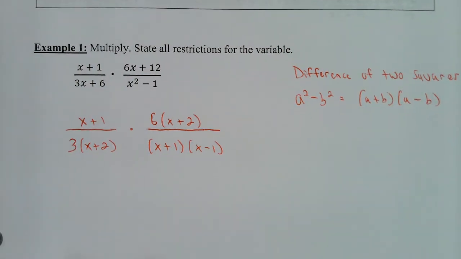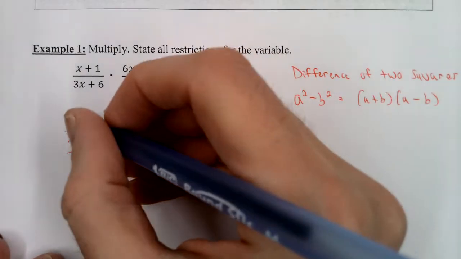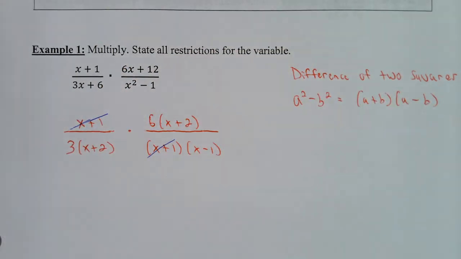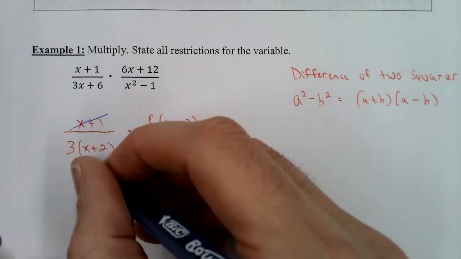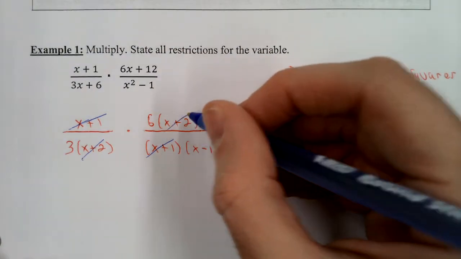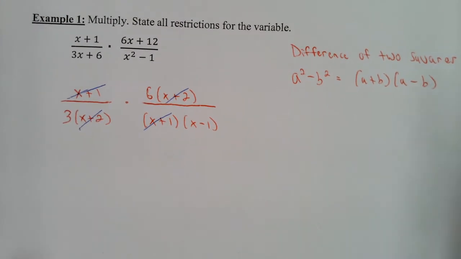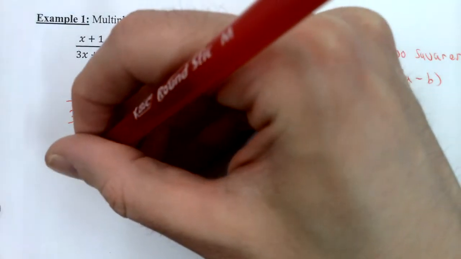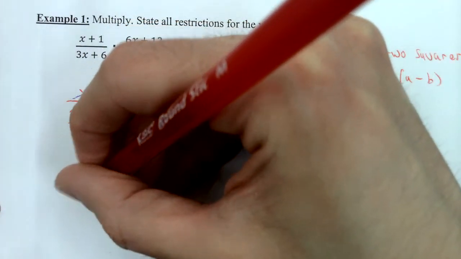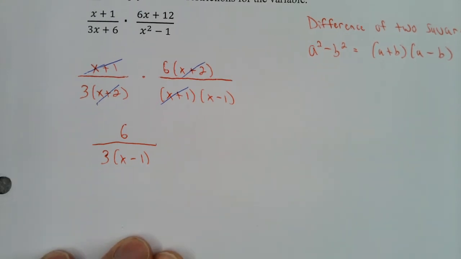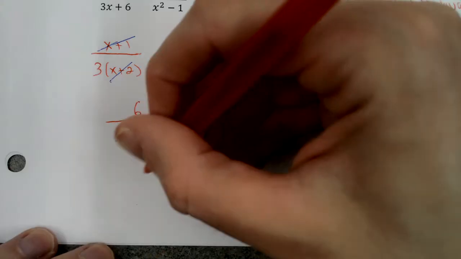And now we're going to divide out the common factors. This x plus 1 divides out with this x plus 1. This x plus 2 divides out with that x plus 2. I'll take care of the 6 and the 3 in a minute, but we have 6 over 3 times x minus 1. And now 6 over 3, of course, becomes 2. So 2 over x minus 1.